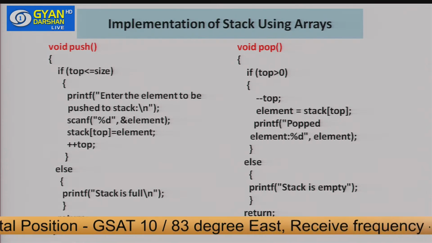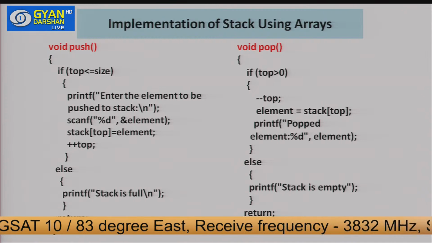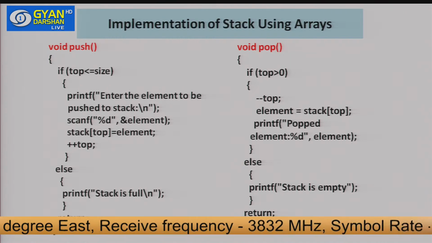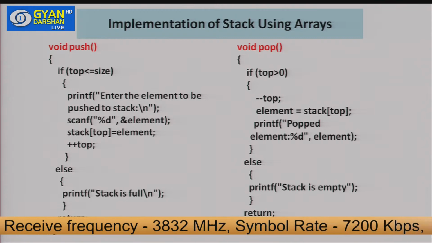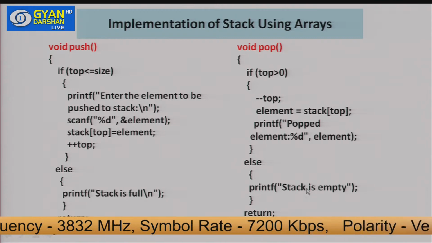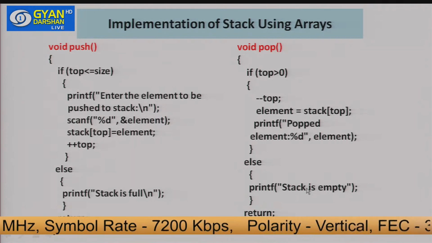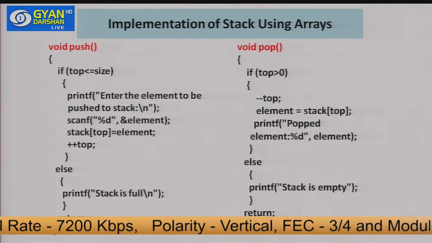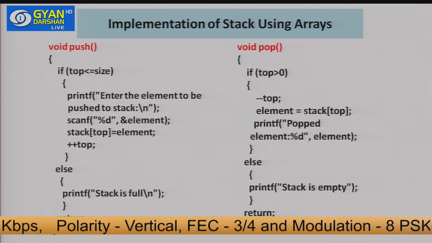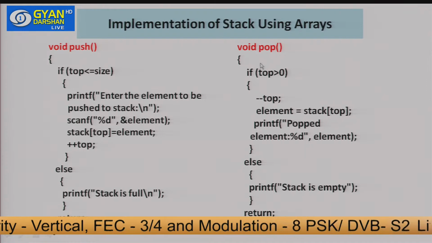If top value is less than 0, that is -1, in that case the stack is empty. So in that case we will just print a message that stack is empty or underflow condition is there. Whatsoever message we want to print, we can print and then come out of the function.